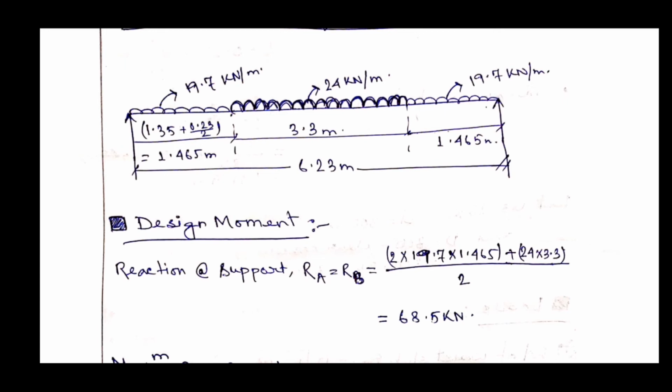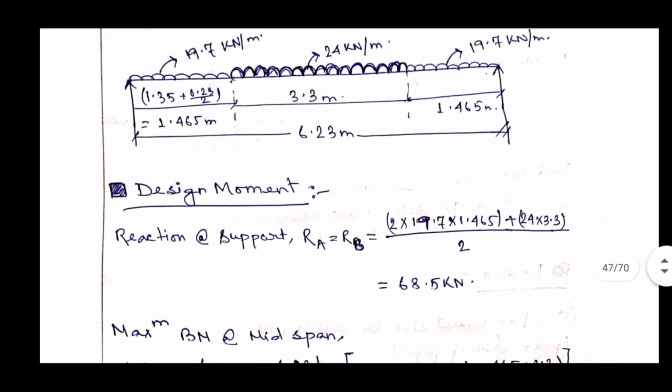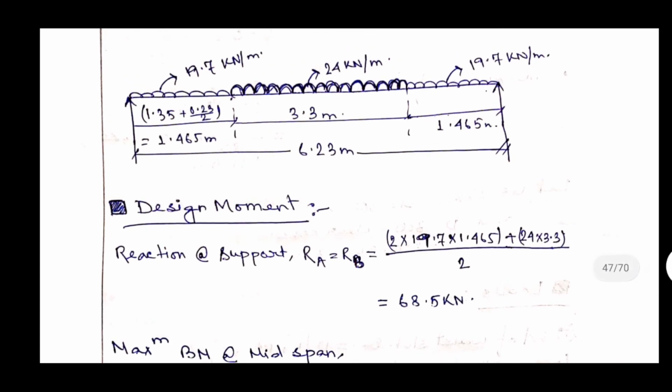Okay, now design moment. You can analyze here the reaction at support R suffix A is equal to R suffix B, that is equal to 2 into 19.7 into 1.465 plus 24 into 3.3 by 2. Okay, this is all right, that is equal to 68.5 kilonewton.